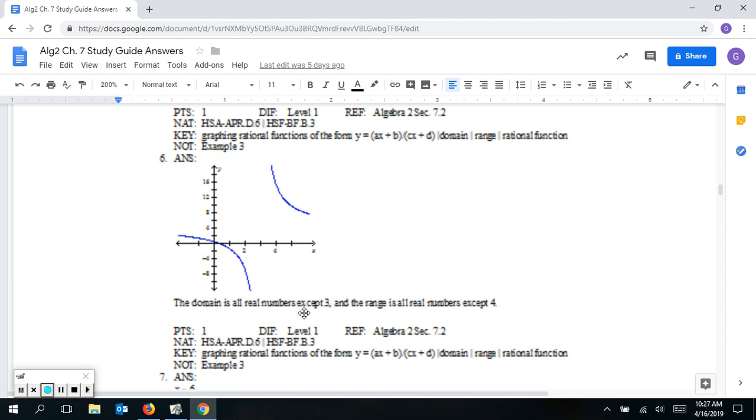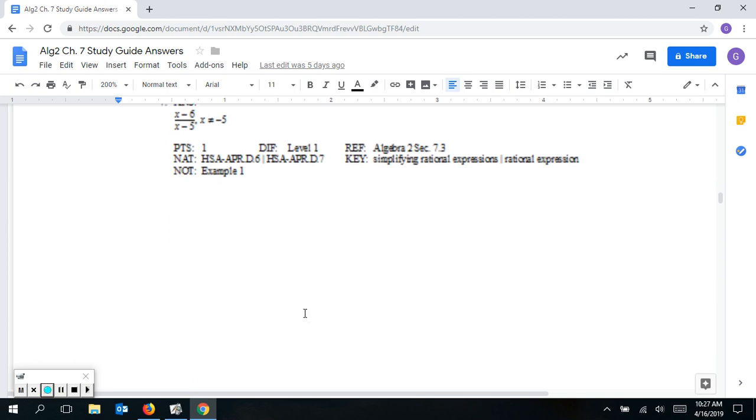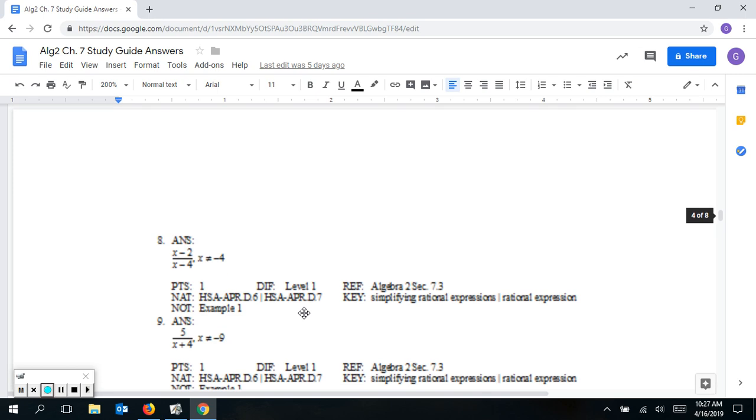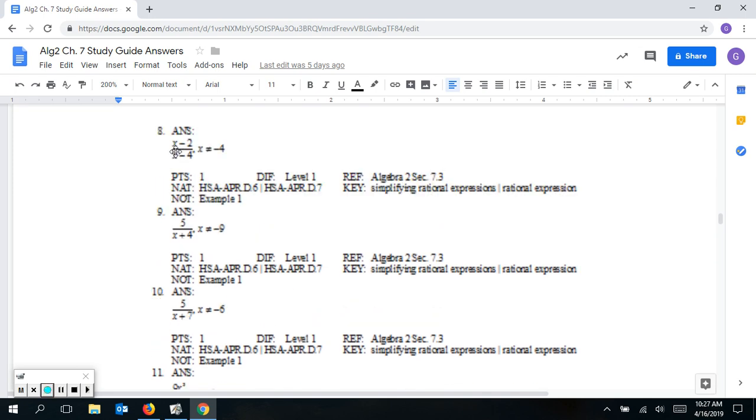For number 8, let's come down to 8. There we go. There's our answer for 8. X minus 2 over x minus 4, where x cannot equal negative 4. At number 10, our answer there would be 5 over x plus 7, where x cannot equal negative 6.